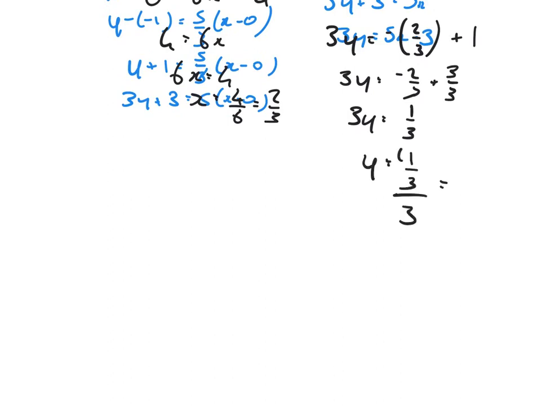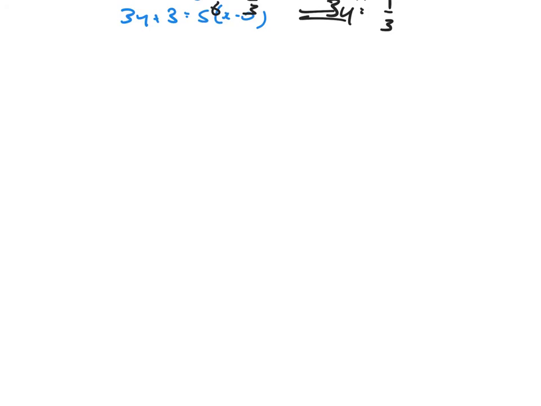So think about if you had a third of a pizza, you divide it into 3 bits, each bit would be 1/9. It's important then to communicate your final answer, which is the point of intersection, which is 2/3, 1/9.